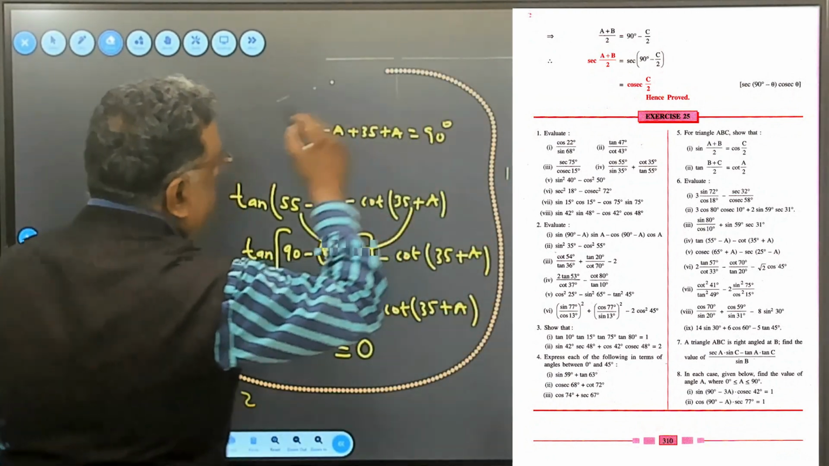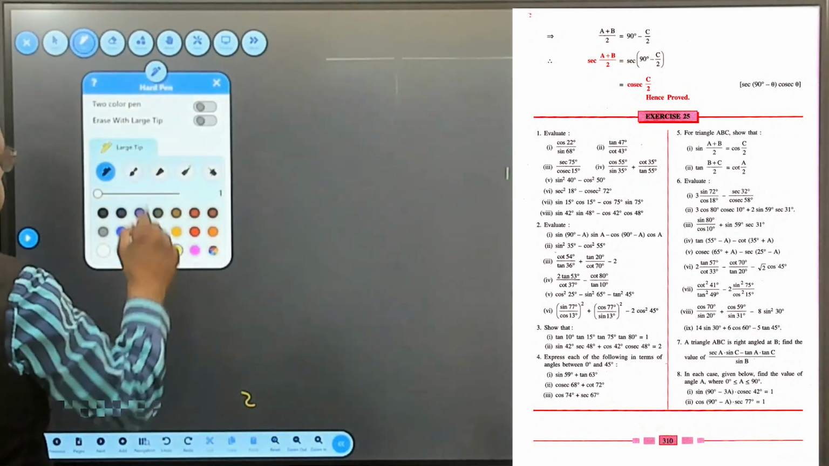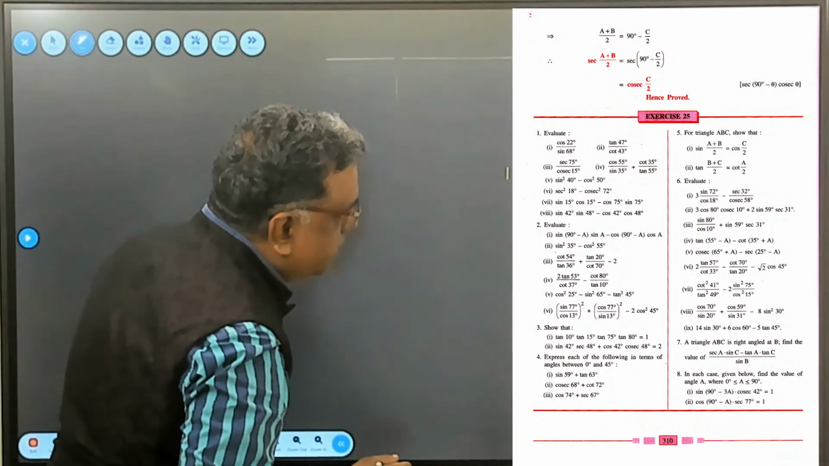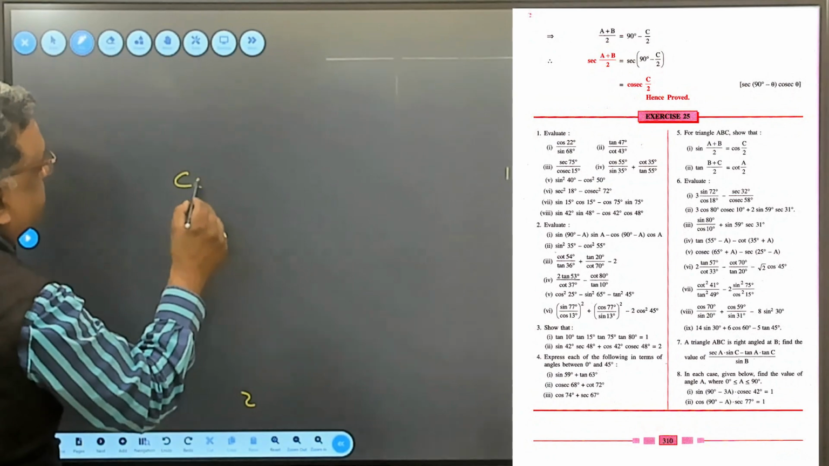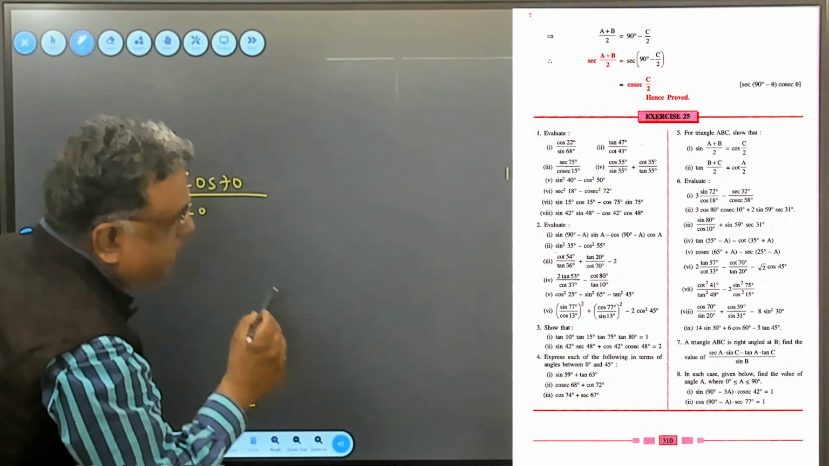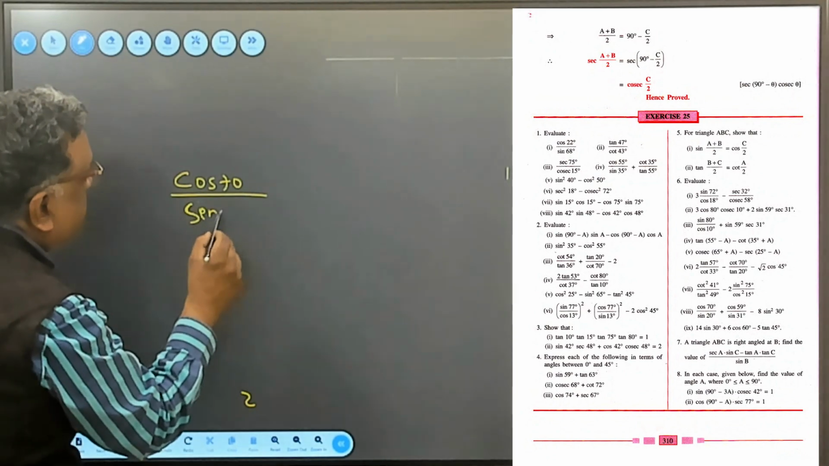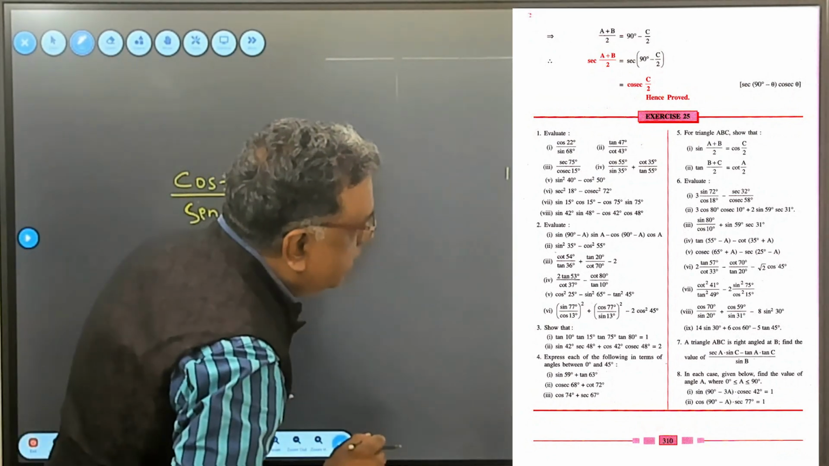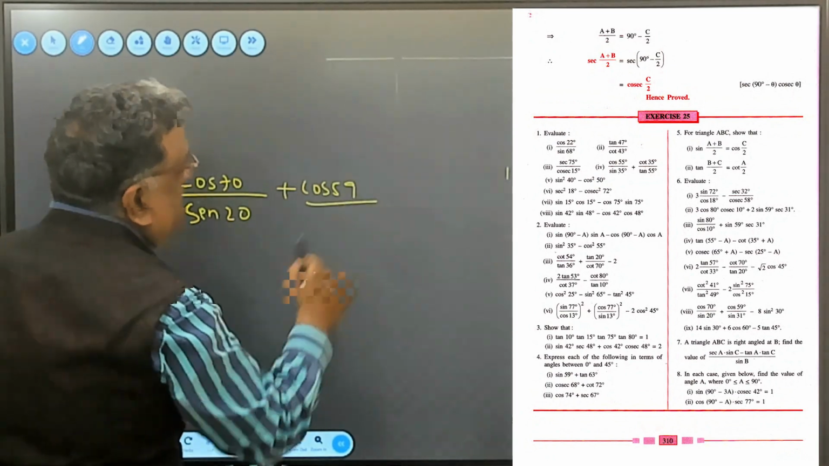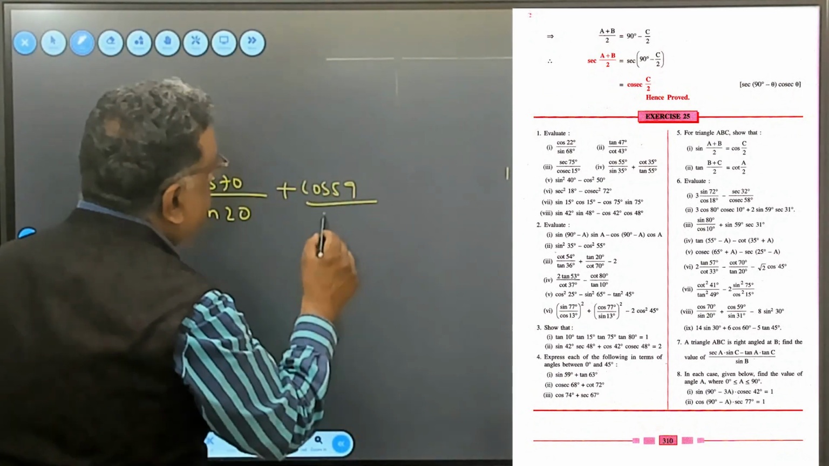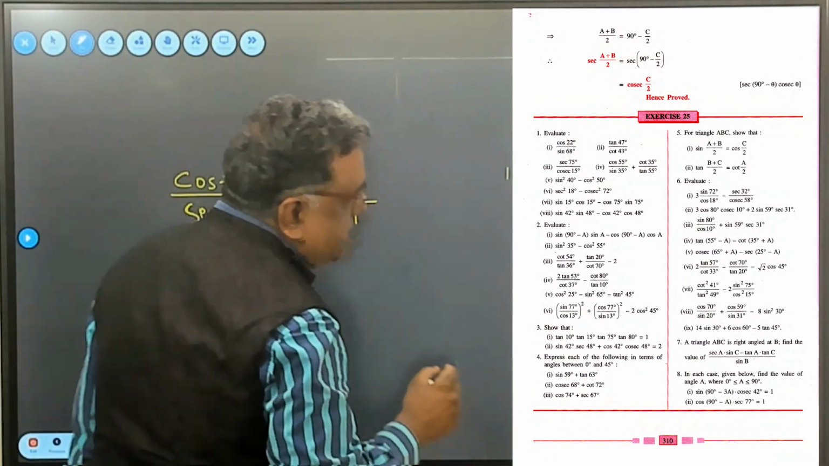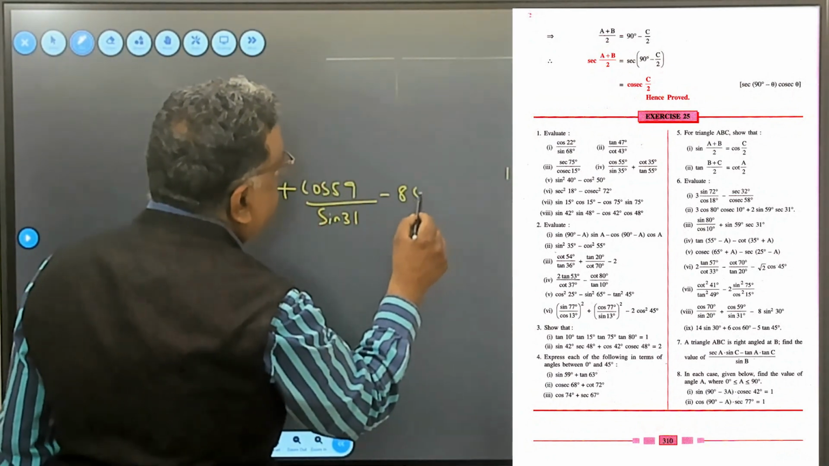8th sum says: cos 70 upon sin 20 plus cos 59 upon sin 31. We have to evaluate this value, minus 8 sin square 30. So we have to evaluate the value of this.